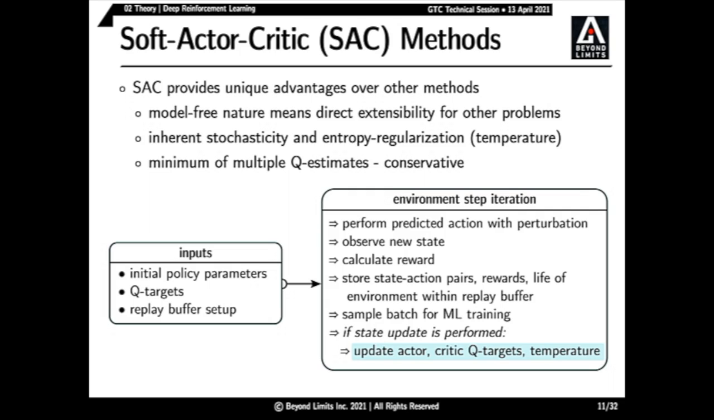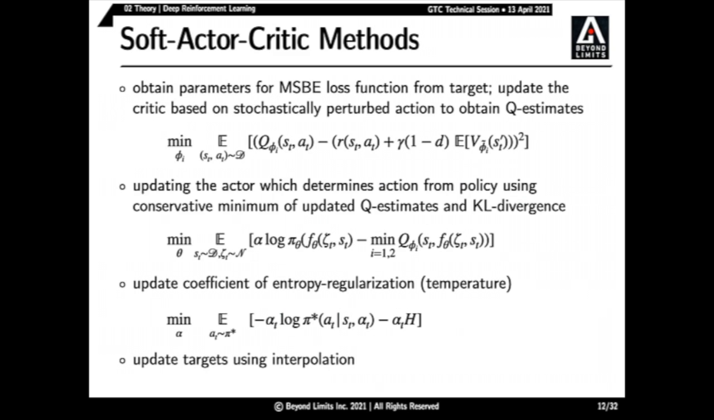Due to the importance of this particular state update, I'm just going to touch upon this very briefly with a mathematical formalism. Now, the first step in this update is the updating of Critic neural networks based on the MSBE loss function, which is also the mean square Bellman error. Once this is done, the actor neural network is subsequently updated using the more conservative of the Q estimates and using the Kullback-Leibler divergence. Now, the next step is the entropy regularization, which determines the nature of the noise or the temperature within the system.